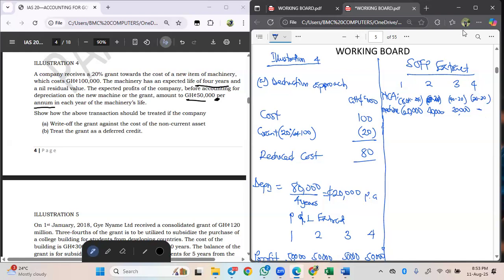As I said, in corporate reporting, you are never going to get the deduction approach. So let's go to B. This is what we will get. Even in corporate reporting, you are going to get this, which is deferred income, or the deferred credits.